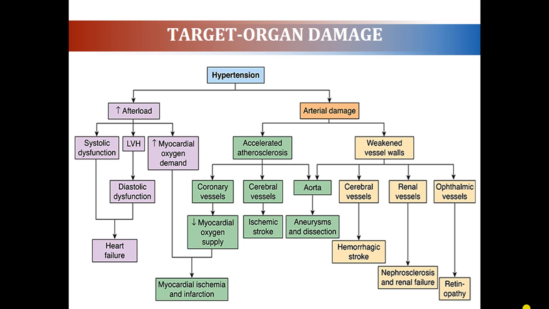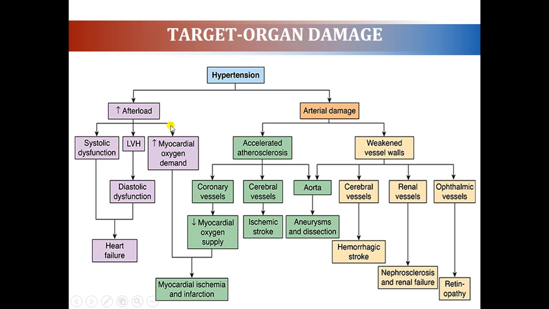And why is it important to treat hypertension? Because hypertension can lead to target organ damage. What happens as a consequence of hypertension? There is an increase in the afterload, which means there is systolic dysfunction, left ventricular hypertrophy and increased myocardial oxygen demand. Systolic dysfunction and left ventricular hypertrophy would lead to diastolic dysfunction and altogether can lead to heart failure. The heart goes into permanent failure.